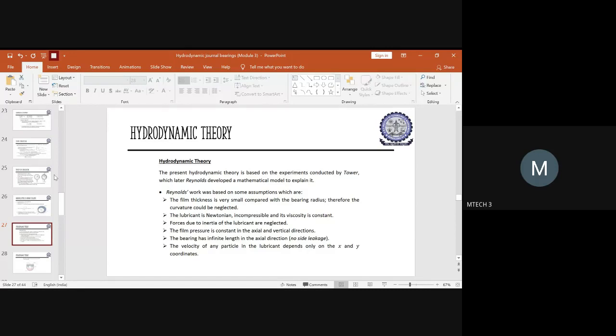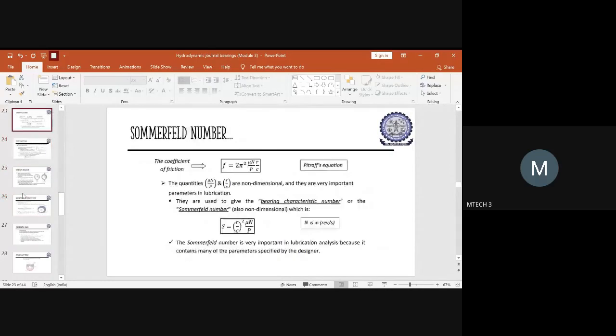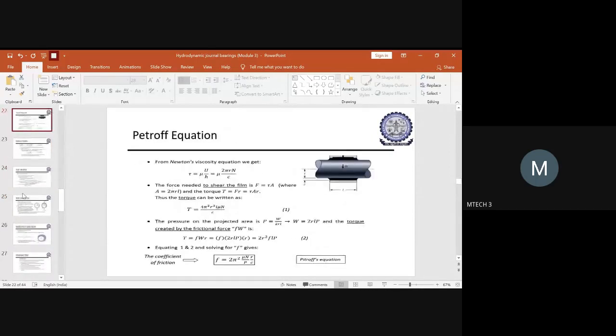We had started hydrodynamic journal bearing, and the basic concepts were clear enough in the last-to-last class. Later, in the last class, we dealt with exactly what you mean by the Petrov equation, how we derive it for the coefficient of friction value.